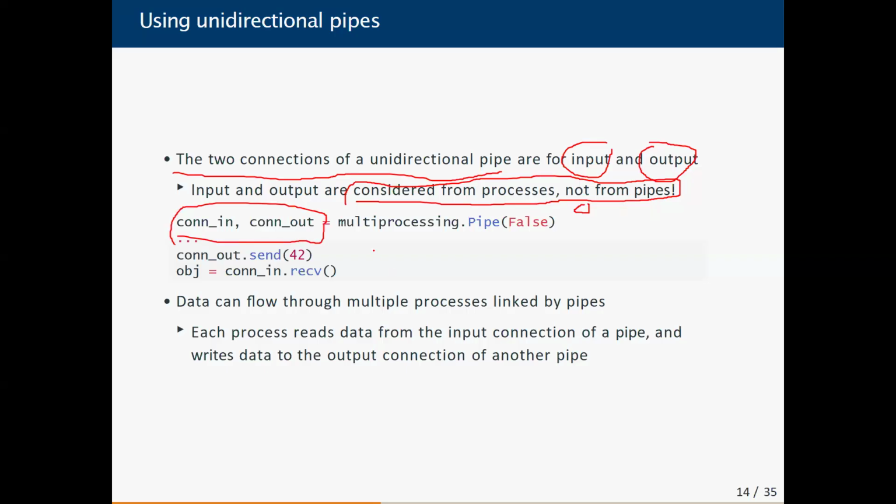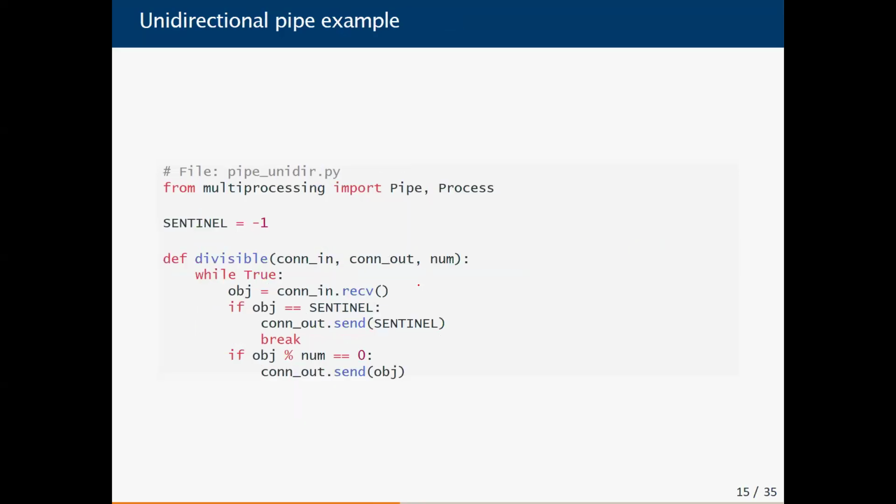So usually when we define the unidirectional pipe, we need to put False here. It means bidirectional is disabled. And then it has two connections, right? One is input, one is output. And then output is used to send messages. Input is used to receive messages. Okay, let's look at some examples.